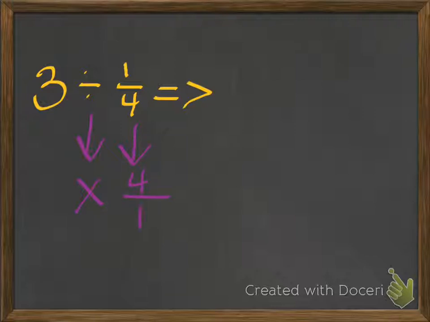So what I've done is I've just changed it. The 4 went on top, the 1 came on the bottom. So instead of doing 3 divided by 1/4, I'm going to do 3 times 4/1. We know that 4/1 equals 4, so now my problem is 3 times 4, and that equals 12. Let's try it on another problem.